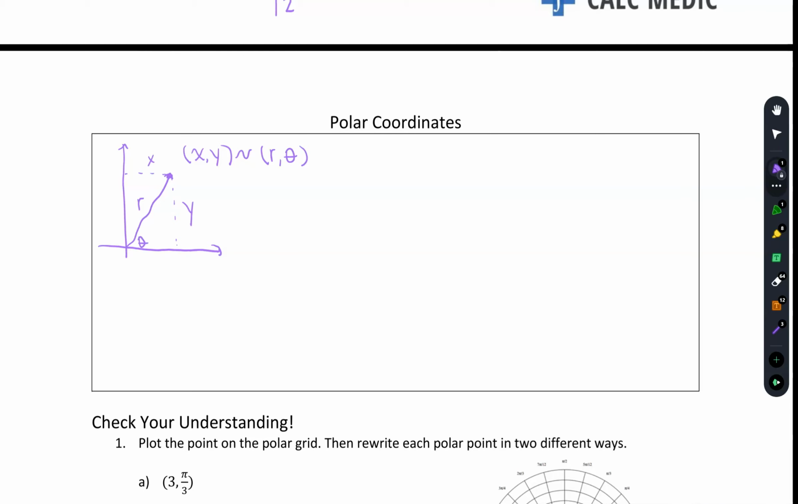And then we're going to take the negative radius. So if it's a negative 3, then the reflection across the pole will be 4 pi over 3. Right, and what I did there is I took pi over 3 and added pi.